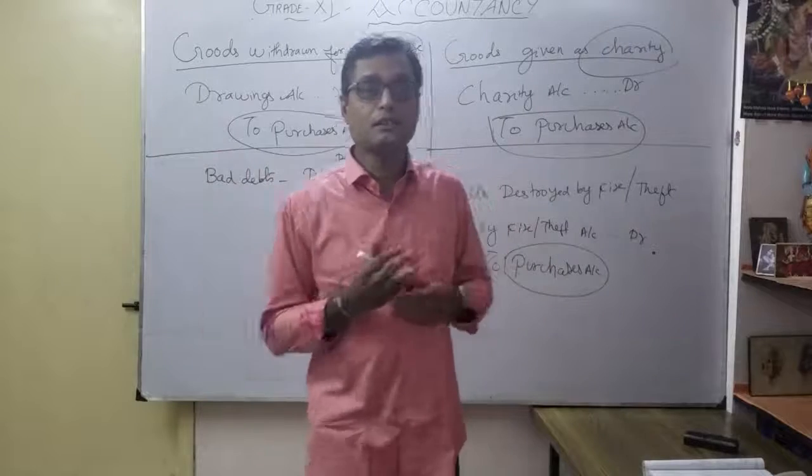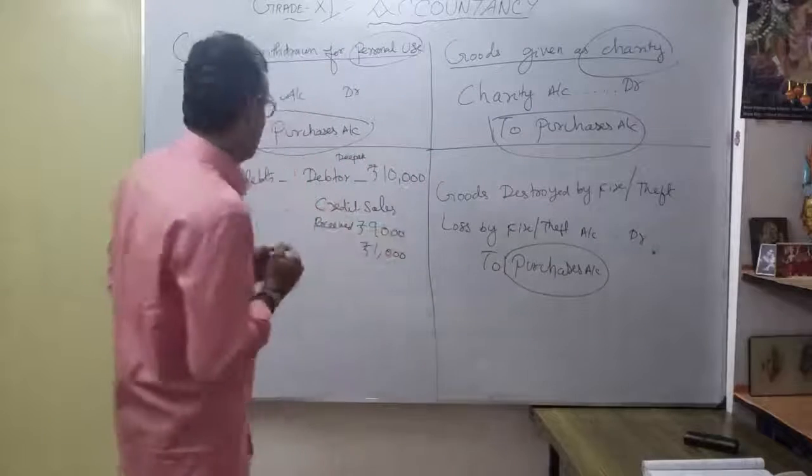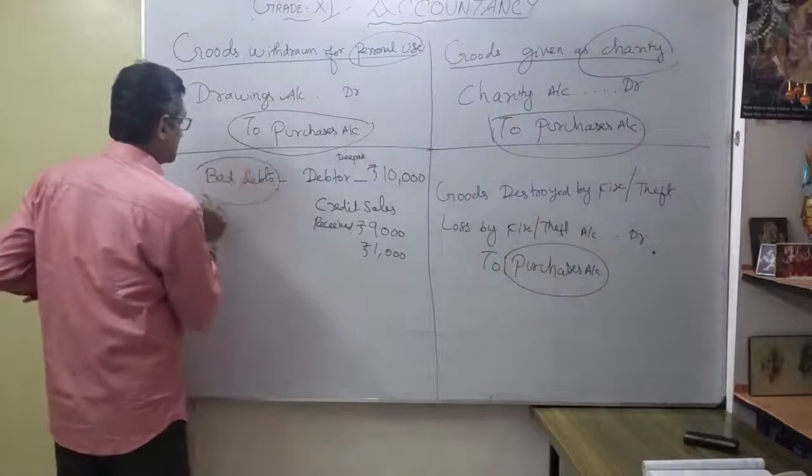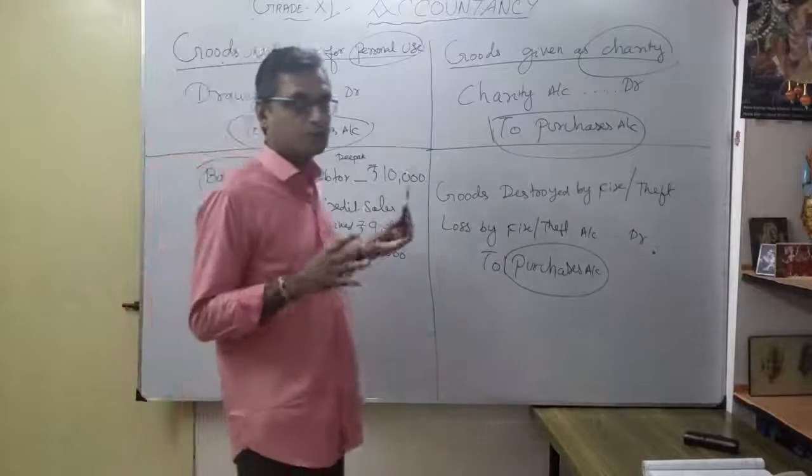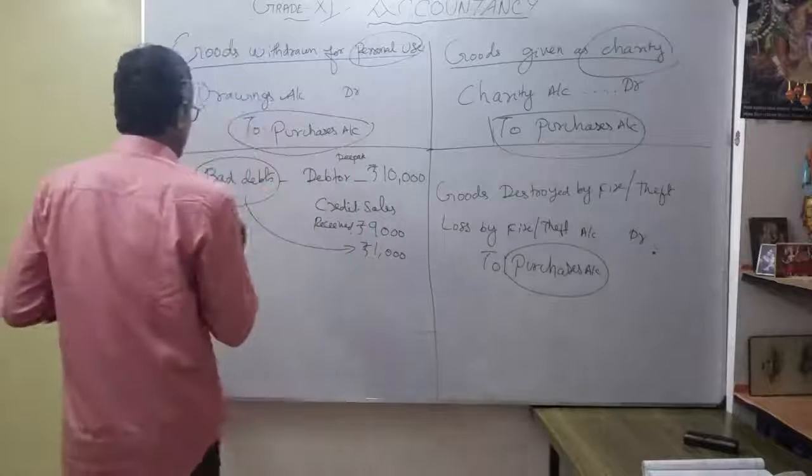The 1,000 is what? See, not yet recovered. Okay. That 1,000 rupees is called bad debts. So understood. So how to pass this journal entry? So naturally you know what is the entry?